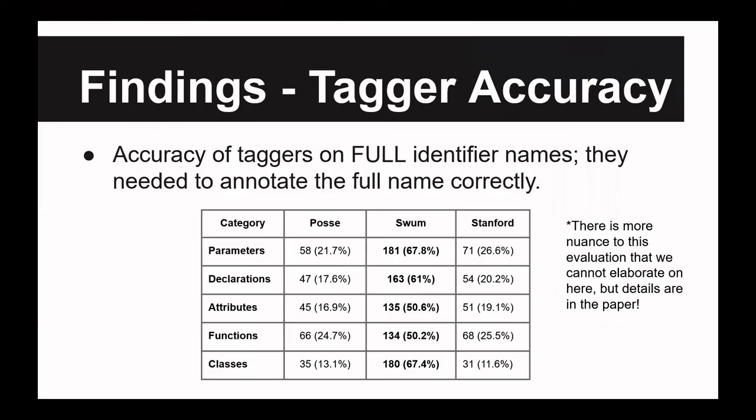We analyzed the accuracy of 2 part-of-speech taggers designed for code, SWUM and POSSE. We also analyzed the accuracy of one tagger built for normal text, the Stanford tagger. We analyze the accuracy at both the word and identifier levels. Unfortunately, we will not be able to go into great detail here due to time constraints, but in summary, POSSE and Stanford had around 10 to 27% accuracy at the identifier level, while SWUM had 50 to 68% accuracy.